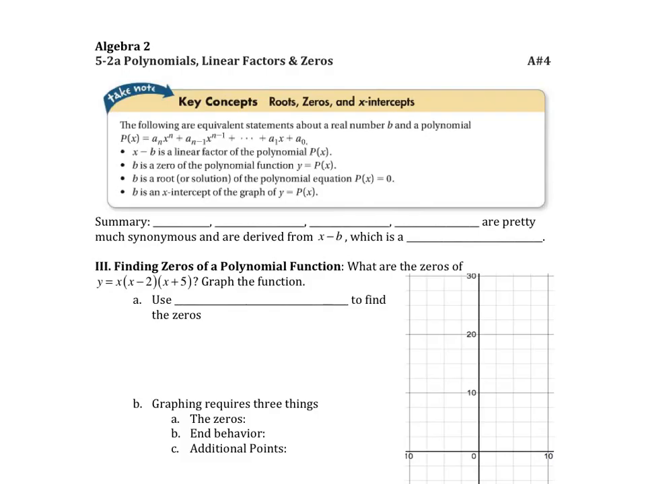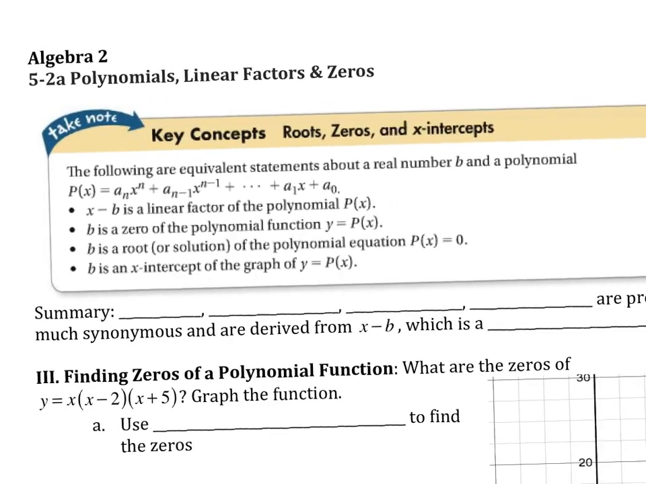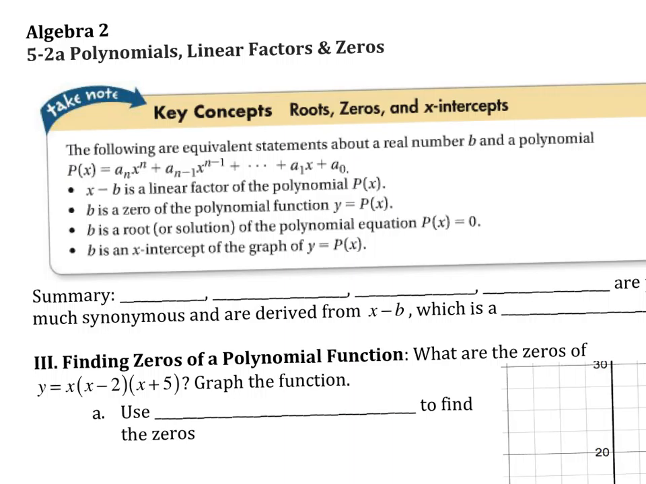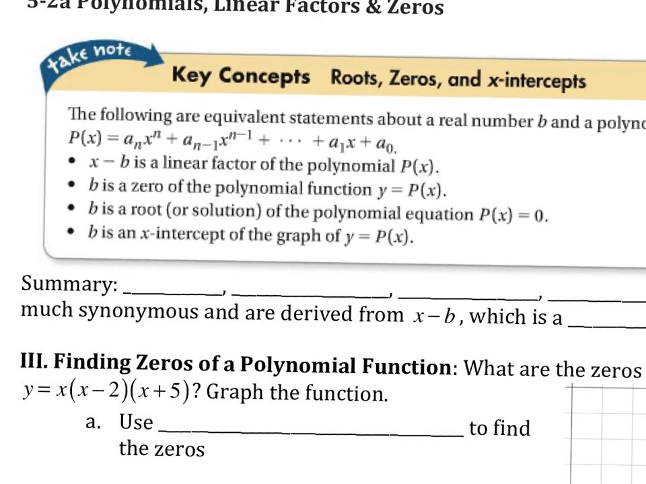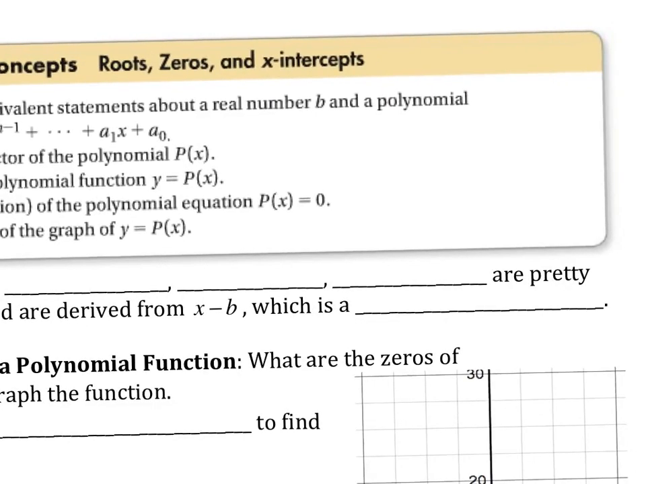We're now looking at page 2 of our notes, and we are going to look at roots, zeros, and x-intercepts. So follow along as I read what looks to be pure algebra, but once we break it down, it's not overly complicated. This key concept that we're going to look at today is this. The following are equivalent statements about real numbers, the real number b, and a polynomial.